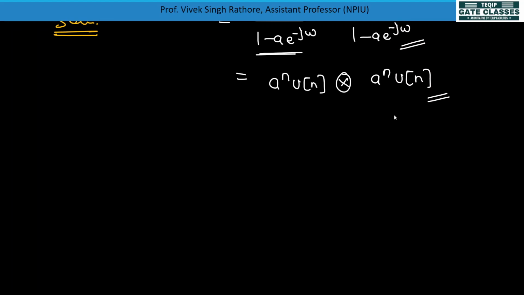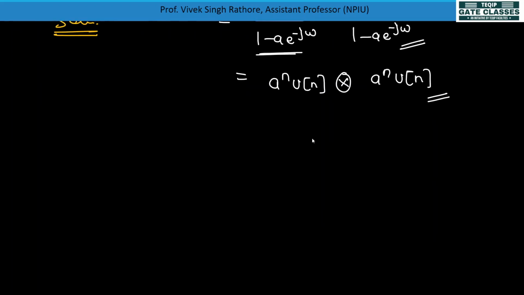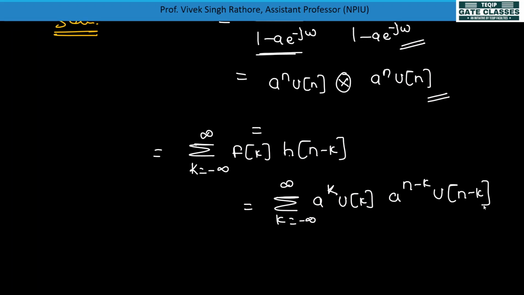So ultimately, you can tell that this is your answer for this type of question. But you need to solve it also. Two signals are there, and you need to do convolution. The convolution property says that whenever we do convolution for two signals, we take the sum from k equal to minus infinity to infinity of f of k and h of n minus k. So here also we take k from minus infinity to infinity, a to the power k, u of k, a to the power n minus k, and u of n minus k.